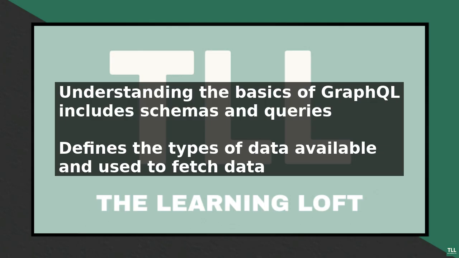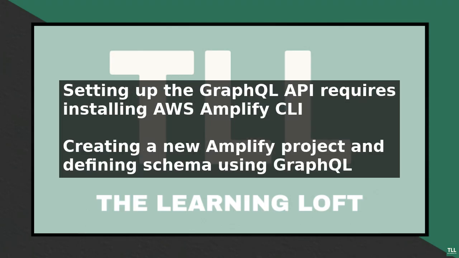Step 4: Implementing authentication and authorization. To secure your API, you need to implement authentication and authorization. AWS Amplify provides built-in support for authentication using AWS Cognito. And you can also use IAM roles to authorize access to the API.